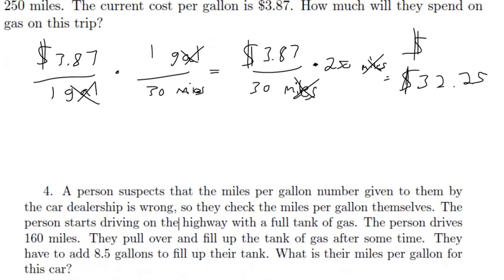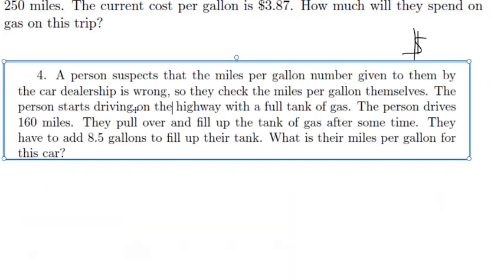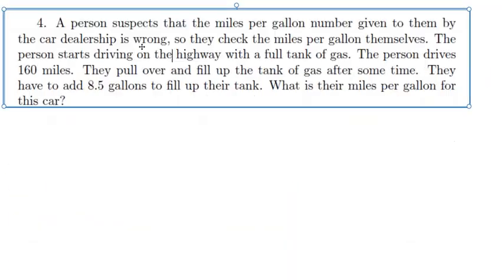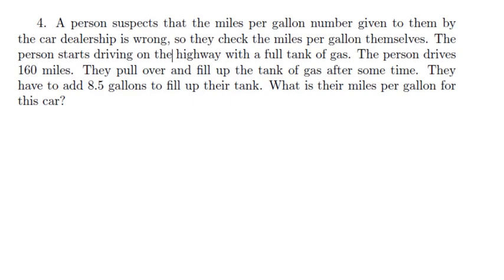And then last question, question 4. A person suspects that the miles per gallon number given to them by the car dealership is wrong, so they're going to check it. So the person drives 160 miles, they pull over and fill up the tank, and it takes 8.5 gallons to fill up that tank. So assuming it was full to start with, they just drove 160 miles for 8.5 gallons.